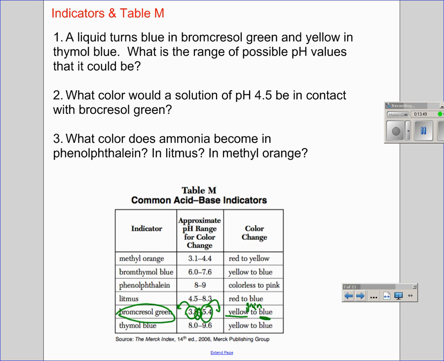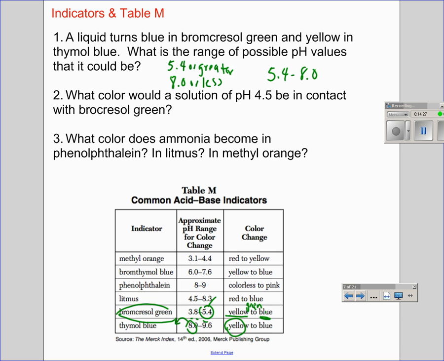So it says a liquid turns blue in bromcresol green. So if it's blue in bromcresol green, it has to be 5.4 or greater. Okay. And then yellow in thymol blue. So let's find thymol blue. Thymol blue is yellow when it's 8.0 or less. So what is the range of possible pH values? From 5.4 to 8.0, somewhere in between those two, because it has to be greater than 5.4 or less than 8.0.